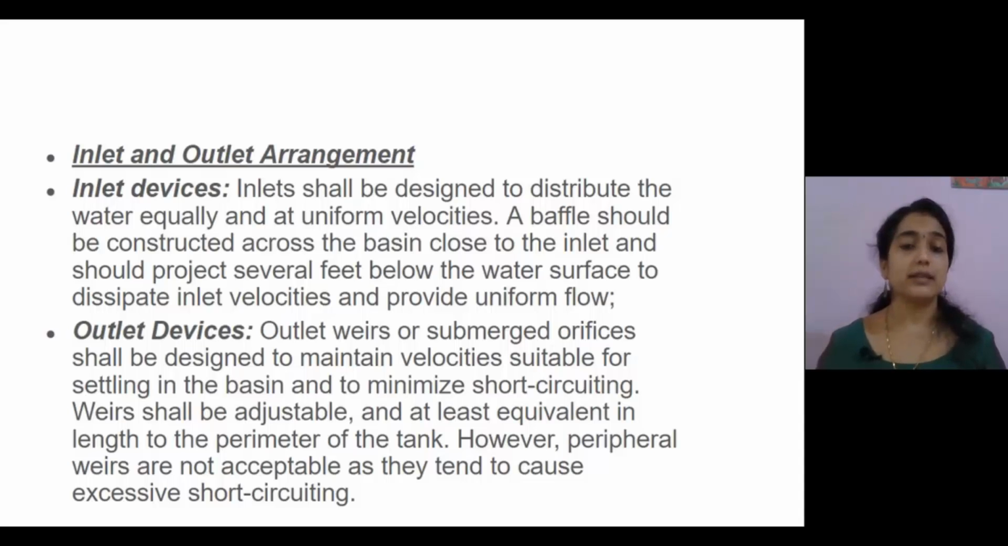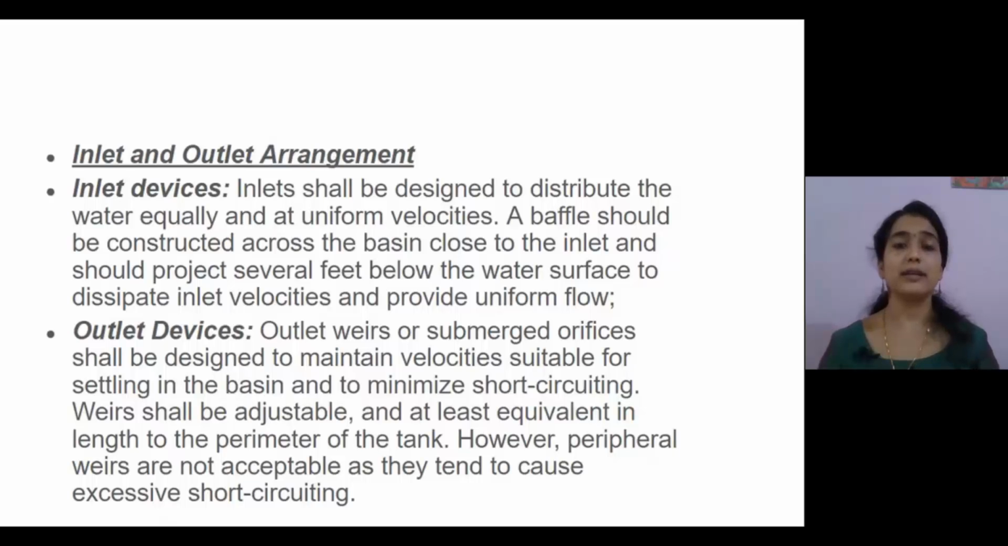Then the design aspect, that is inlet and outlet arrangement. Inlet devices: the inlet shall be designed to distribute the water equally at uniform velocities. A baffle should be constructed across the basin close to the inlet and should project several feet below the water surface to dissipate inlet velocities and provide uniform flow.